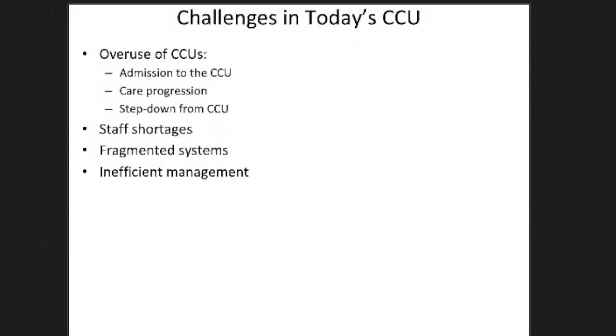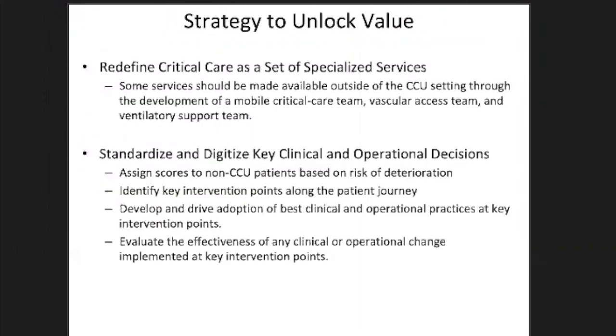It's a recent article, so it's really talking about the current state of affairs with critical care units, and then presents some strategies to unlock value from these critical care units. First thing it says is that it should be viewed as a set of specialized services. Some services should be made available outside of CCU through the development of mobile critical care teams or vascular access teams or ventilatory support teams. So for these teams to operate, they should be first viewed as specialized services and then in some sense decentralized in their ability to offer services.